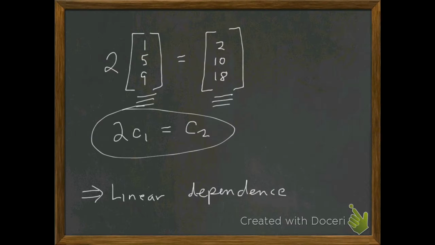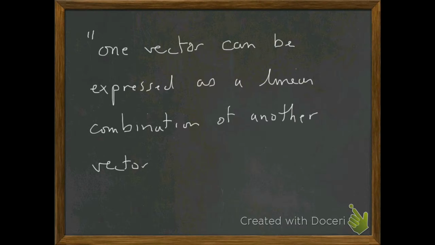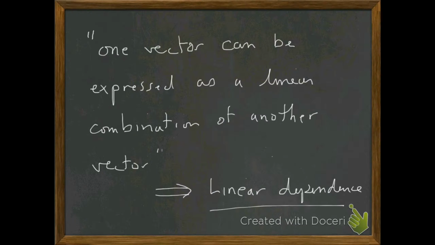So let's just put this in. When one column vector, and actually it works for rows too, when one column vector can be expressed as a linear combination of another vector, again column vector in our case, then this leads to linear dependence. And linear dependence is bad.